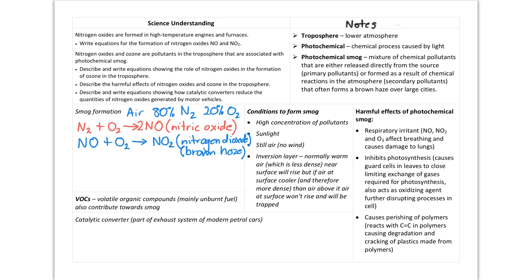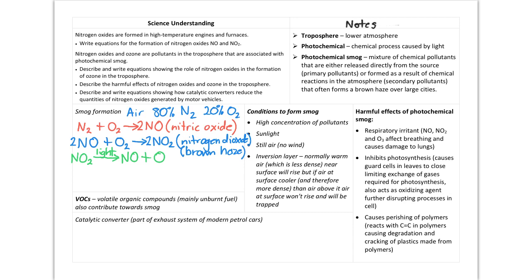But it doesn't stop there. Sorry, I'll just go back and I should balance that equation for you as well. That nitrogen dioxide, when it's exposed to light, so this is where the photo in photochemical comes in, will break apart to form nitric oxide again, plus a free oxygen atom.